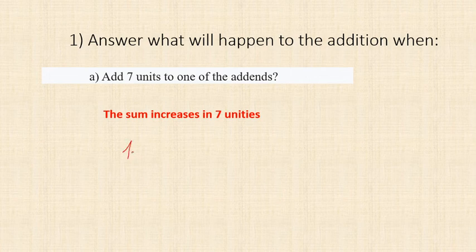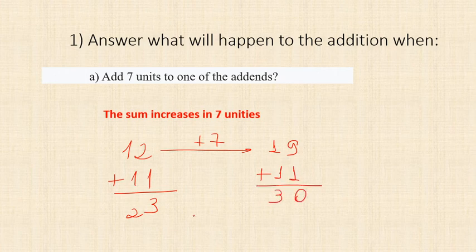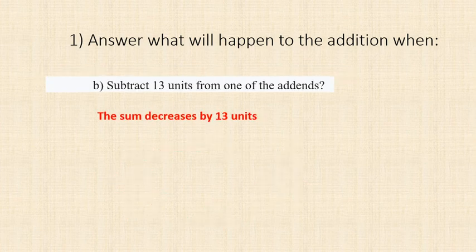For example, 12 plus 11 is 23. If I add 7 units to the first addend, this becomes 19. And when I do this addition, I have 30. See that the result increased in 7 units, okay? Then, letter B. What happens when we subtract 13 units from one of the addends?